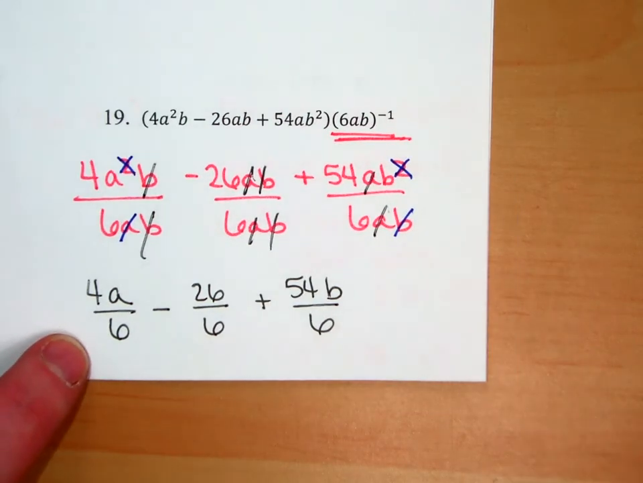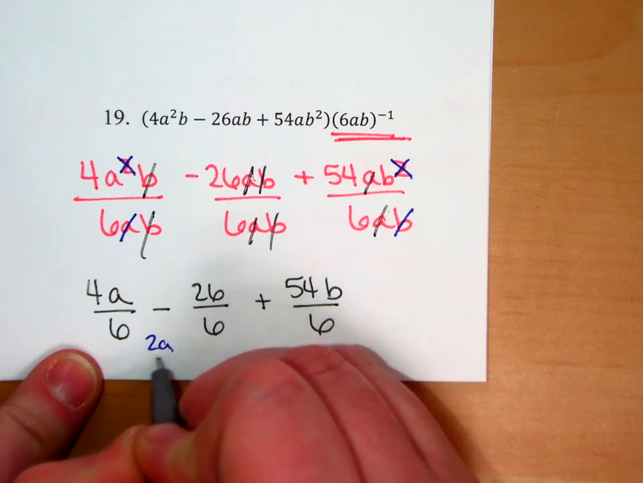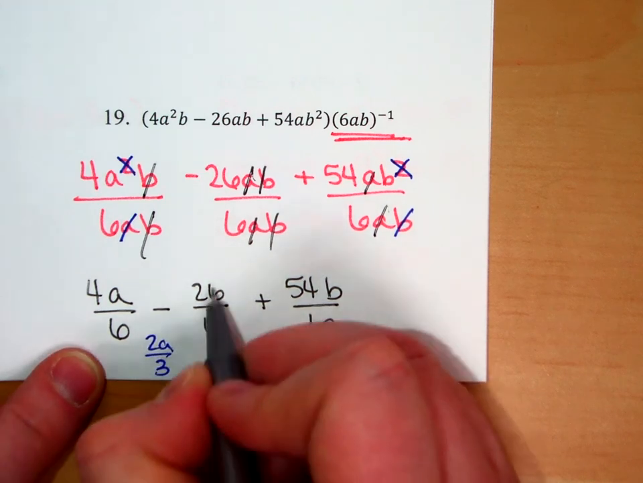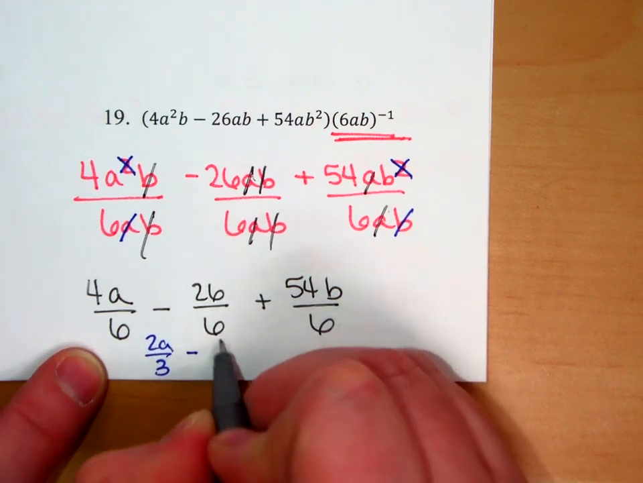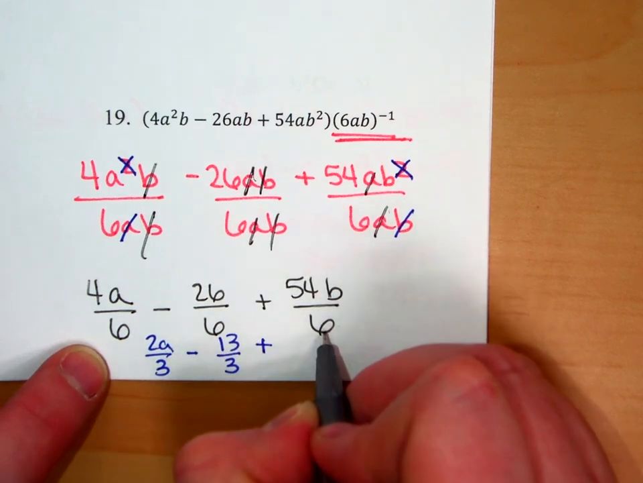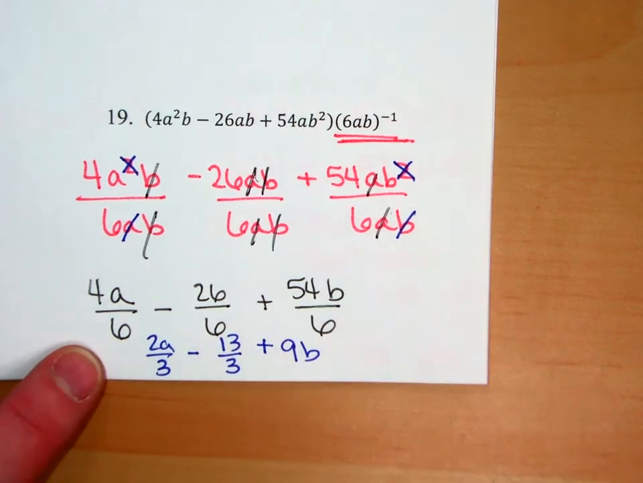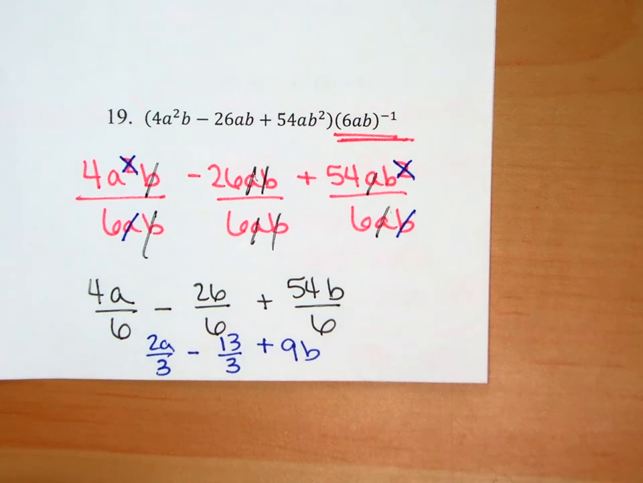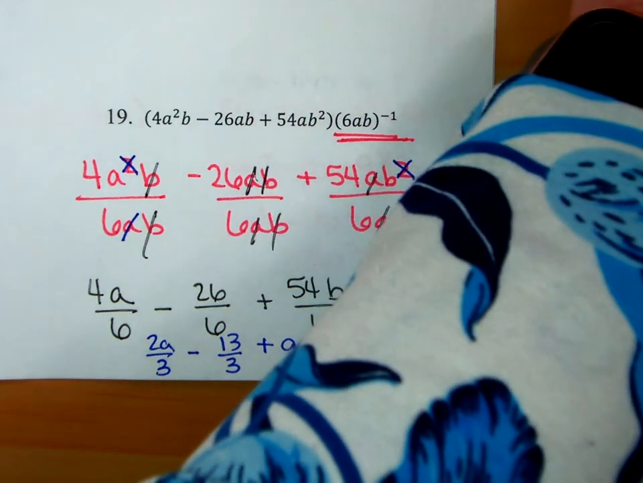The first one becomes 2a over 3. 26 and 6 will share 2, so minus 13 thirds. Plus, these both share a 6, 9b. And the blue part is your final answer. So that video should help you with your practice quiz.